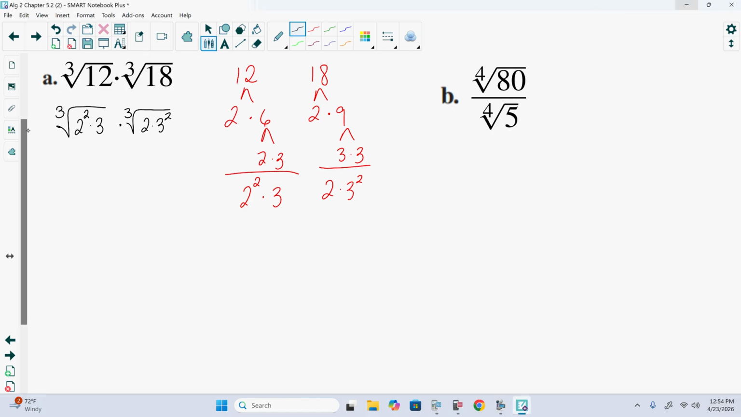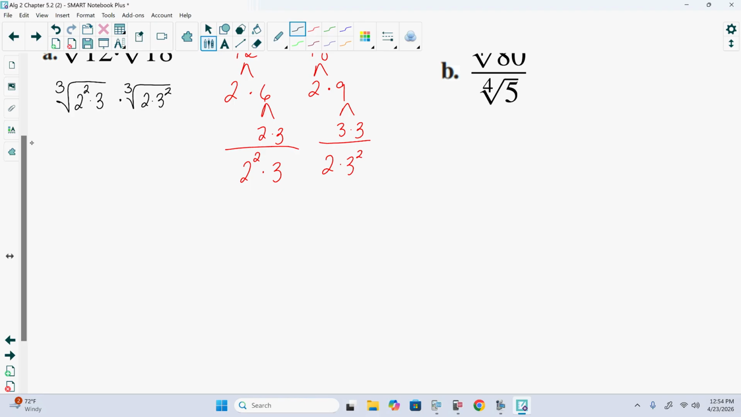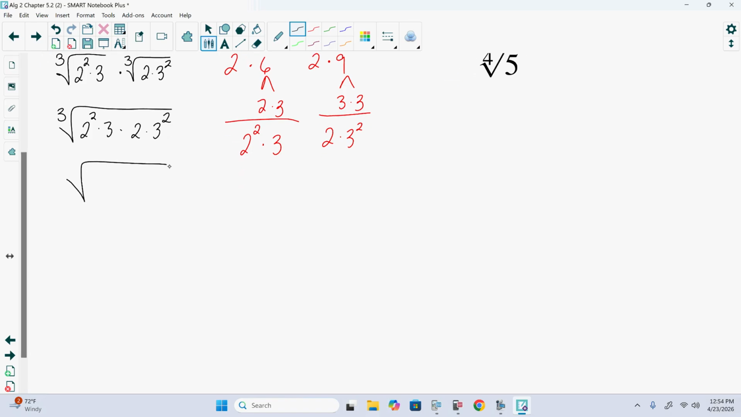So what we can do at this point is multiply these together. Now we can write this out independently because it'd be 2 squared times 3 times 2 times 3 squared, because we can multiply what's inside together. But realistically, our 2 squared times 2 is going to be 2 cubed. Our 3 times 3 squared would be 3 cubed.